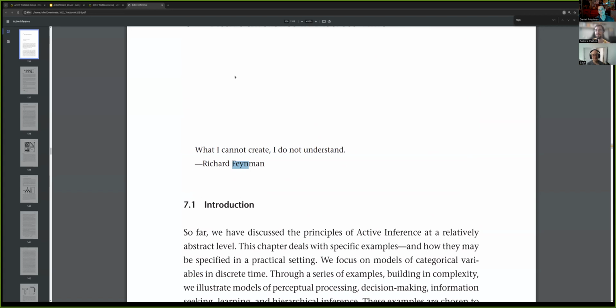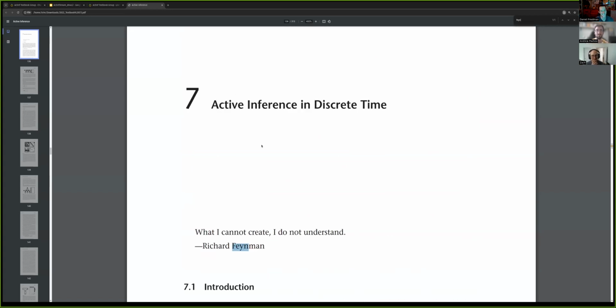Chapter 7. That's where we're at. We understand creating the discrete time models. I think it's fair to say at this time we understand creating the discrete time models more. Not as some fundamental aspect of them, just that we've had a lot more experience with PyMDP and the discrete time maths are a little clearer.